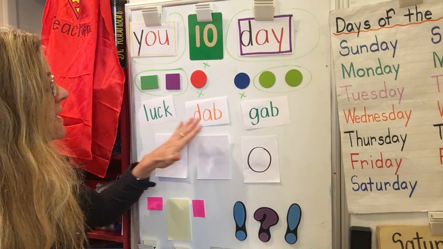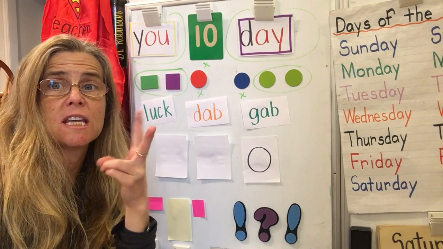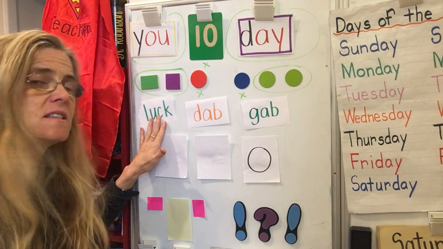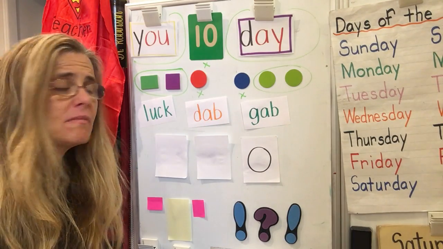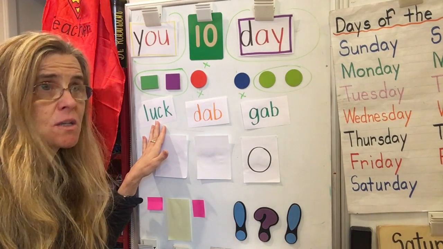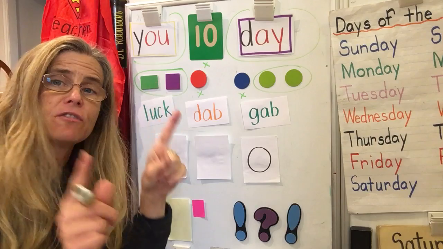Now look, luck, dab, gab. Oh, there are 2 rules here, so this is going to make it harder. Look at this. Luck, dab, gab. This one is what? It's a word, and this is a word, and this is a word. So they're all 3 words. That's the same. What's different?